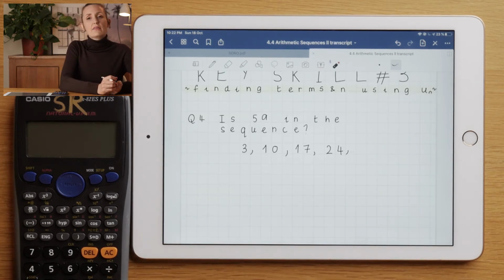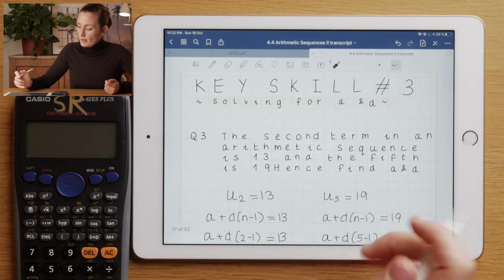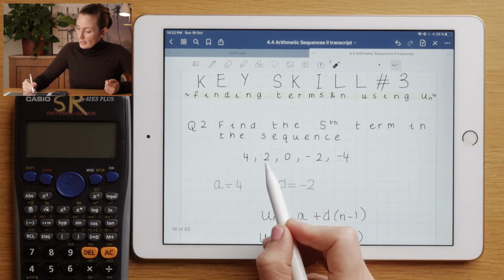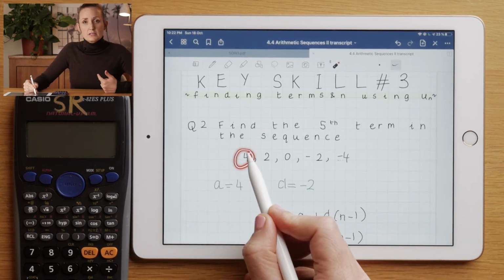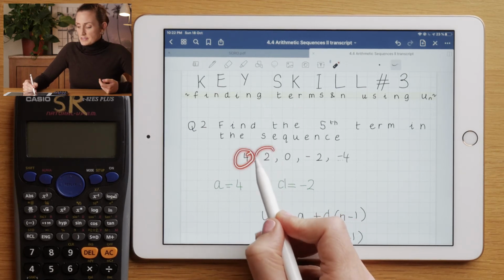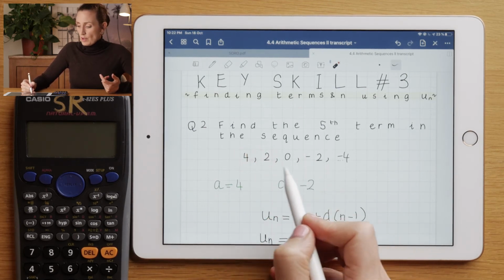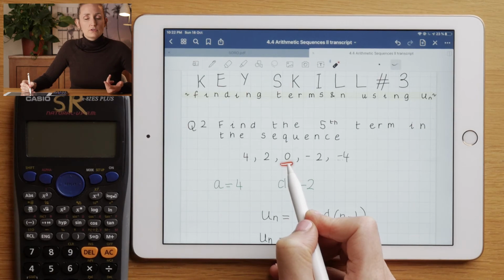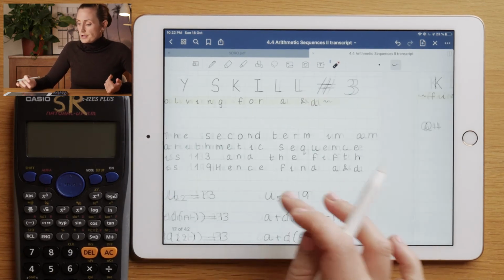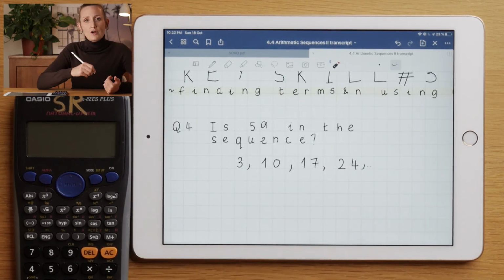The other place that the nth term is really useful is to determine if a number is in a sequence. Every number in a sequence will have its own specific term number. For example, here the first term has its own term number 1. The second term has its term number 2. The third term has its term number 3, and so on. So each term number should be a whole positive number.